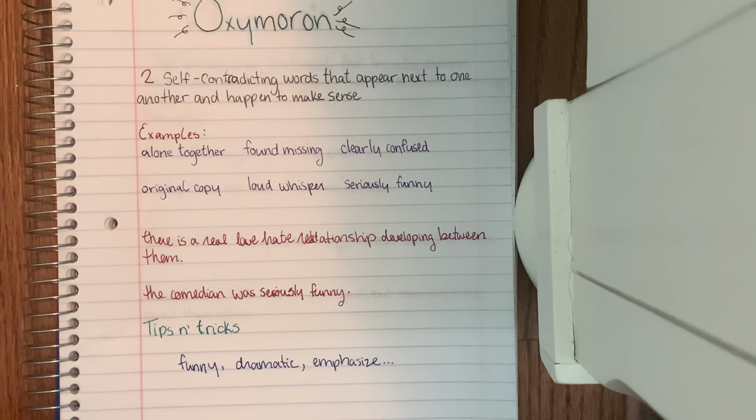The tips and tricks on how to use oxymoron is to make something funny, more dramatic, or to emphasize. Oxymoron is normally used in a sentence to make it more witty or funny. It can be used in speeches and pieces of prose and documents, because sometimes it's just to emphasize a word, and sometimes it's to make it funny and more dramatic.